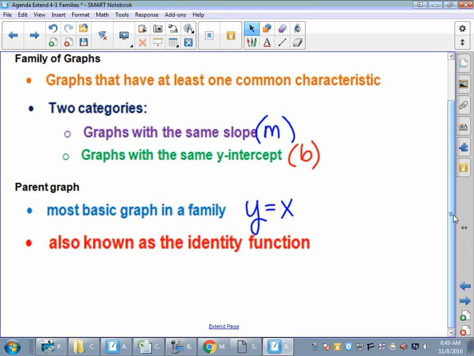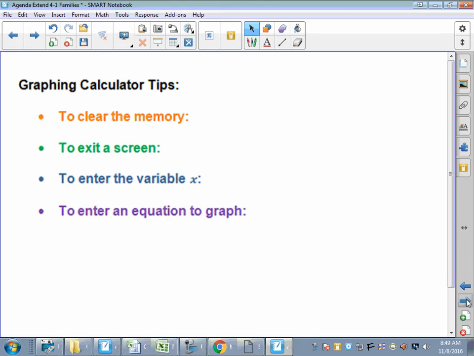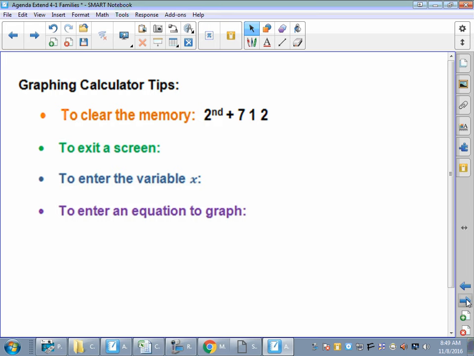If you notice on the notes, I've got some graphing calculator tips, and we'll talk about those in class. Actually, let's talk about them right now, and then we can just get going in class. So graphing calculator tips. I encourage everybody to clear the memory at the beginning because you don't know what the last person was putting in. It might mess up yours. So it's the second button, the plus button, the 7, the 1, the 2. It is 5 presses of the buttons. Second, plus, 7, 1, 2.